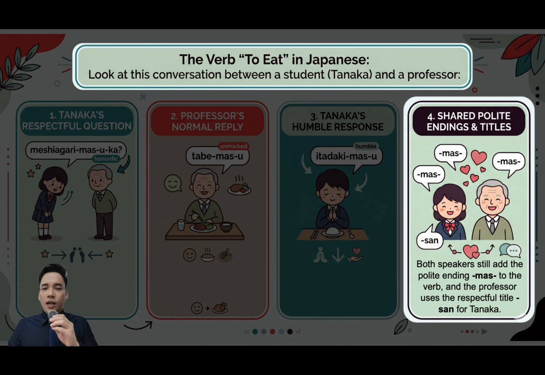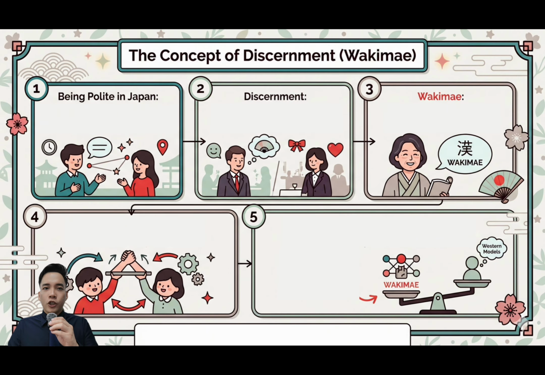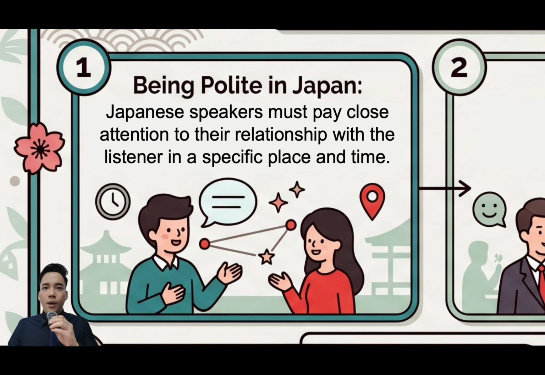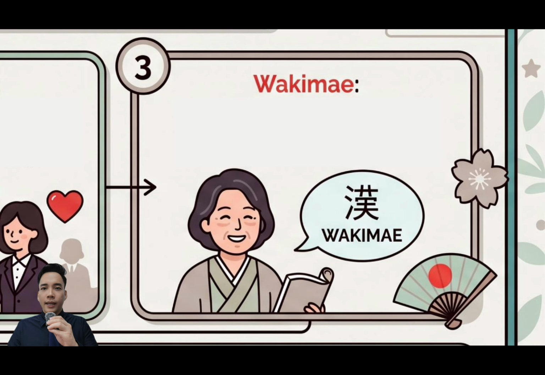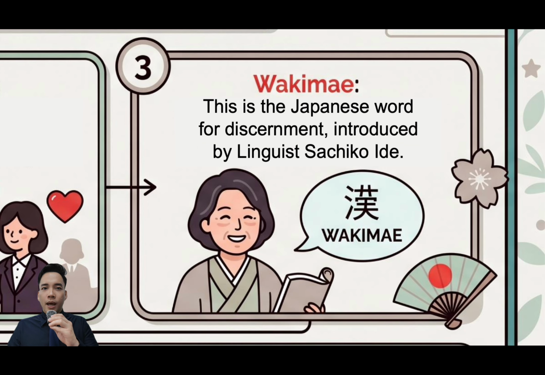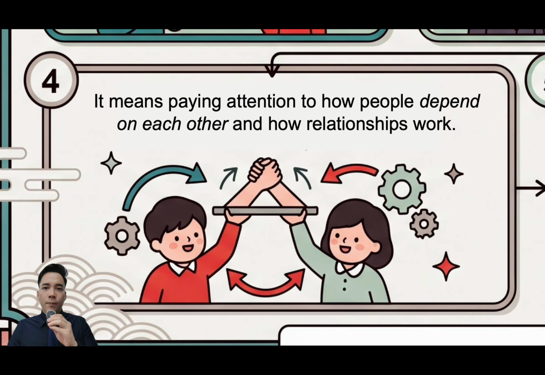Now, we move to the concept of discernment, or wakimae. In Japan, being polite means speakers must pay close attention to their relationship with the listener in a specific place and time. This is called discernment. Discernment means that speakers need to be sensitive to social relationships and settings. They need to use the correct rules for respect. The Japanese word for discernment is wakimae. This concept was introduced by the linguist Sachiko Ide. Wakimae means paying attention to how people depend on each other and how relationships work.